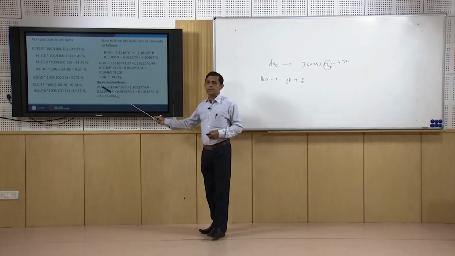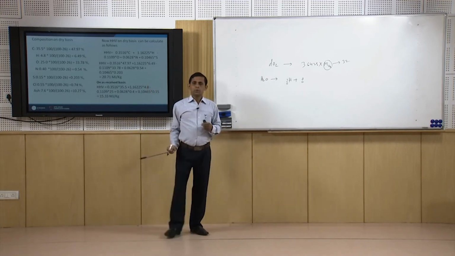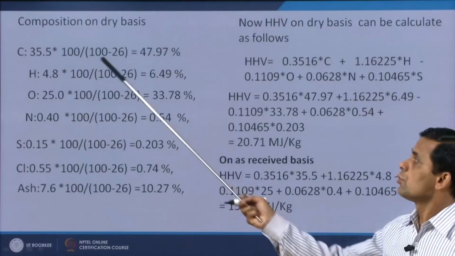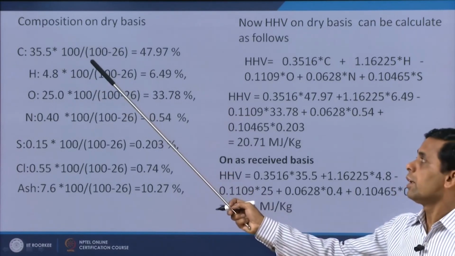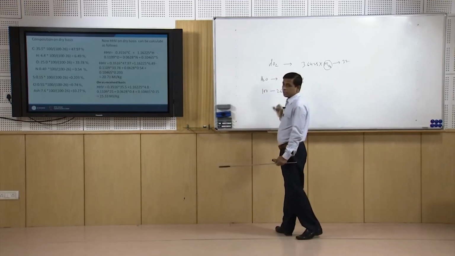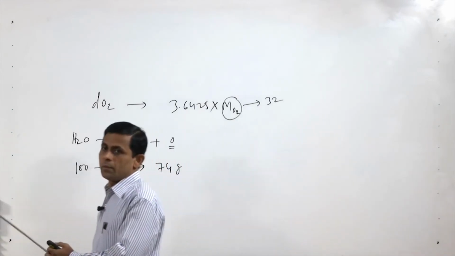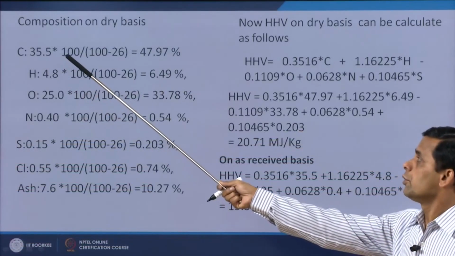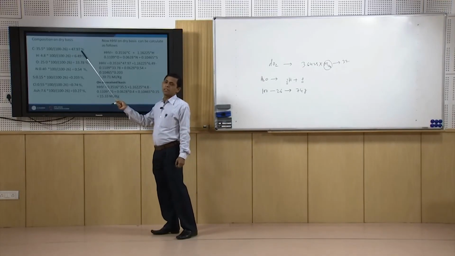But if we want to find out this heating value on dry basis, we have to convert these values on dry basis first. Dry basis means we have to remove the moisture first, and then the 35.5% will be converted to 47.97%, because this is 35.5 into 100 divided by 100 minus 26. Out of this 100 gram basis, the 26 moisture will be removed, so remaining will be 74 gram of dry material. Out of that, 35.5 gram is carbon. So, 35.5 into 100 divided by 74 is equal to 47.97%.